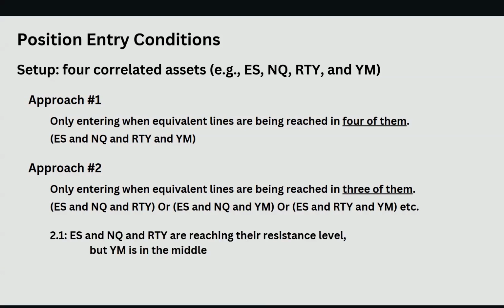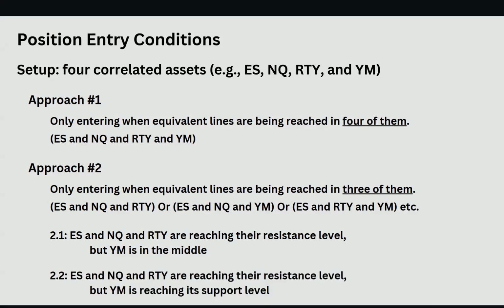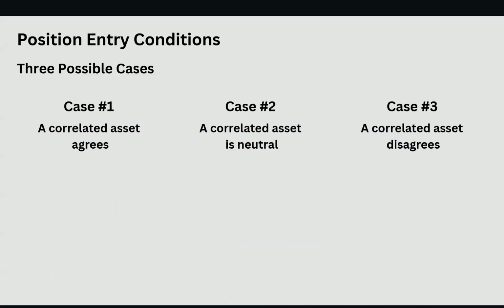For instance, ES and NQ and RTY are reaching their resistance level, but YM is somewhere in the middle of the levels. Or YM disagrees, meaning ES, NQ, and RTY are reaching their resistance level, but YM is reaching its support level. In the second case, YM disagrees. In the first case, YM is neutral. In general, there can be three cases: when a correlated asset agrees, neutral, or disagrees.